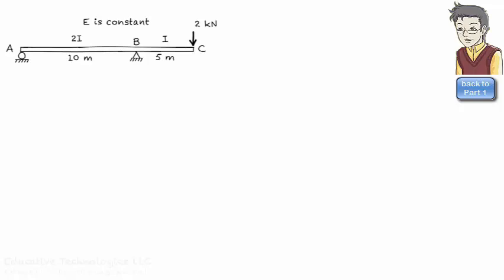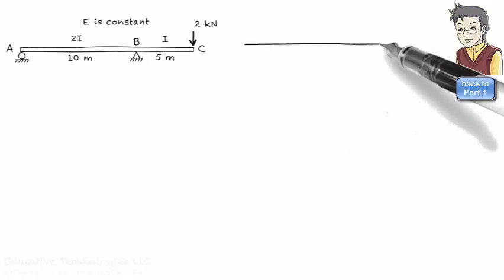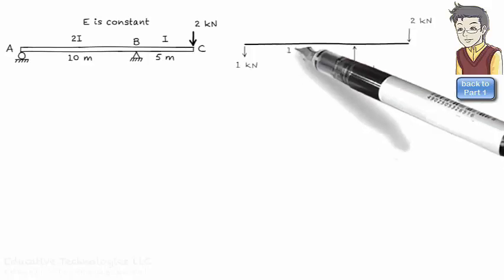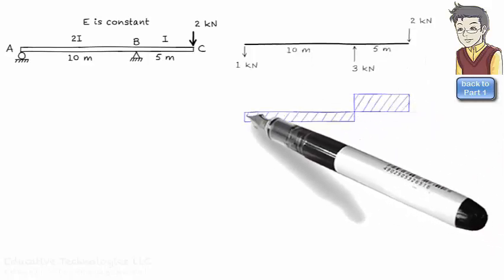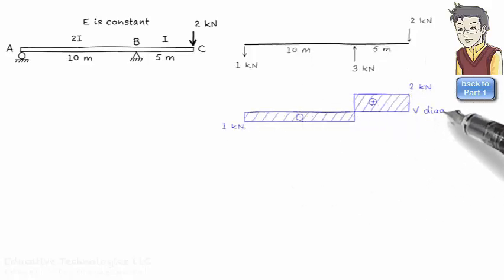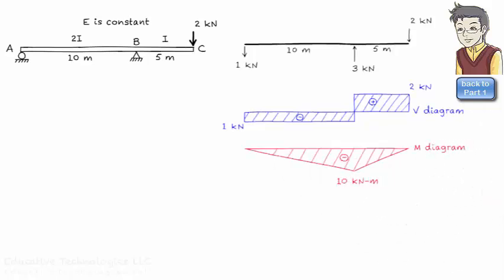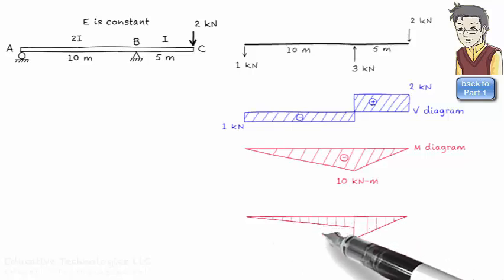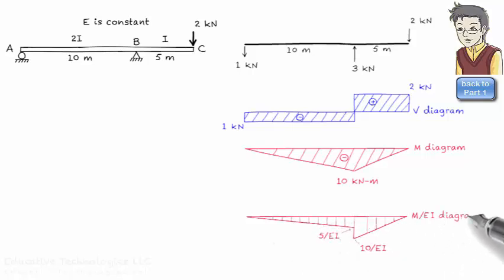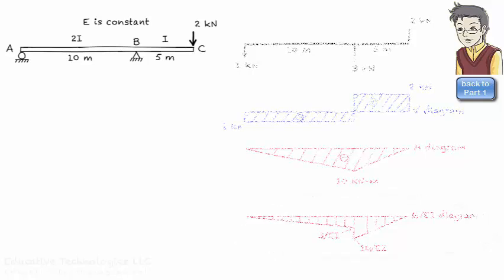Assume a constant E. First, let's draw the beam's moment diagram. Construct the M over EI diagram. Since the moment of inertia for the left segment is twice as that of the right segment, the M over EI diagram is going to look like this. Now draw the conjugate beam.